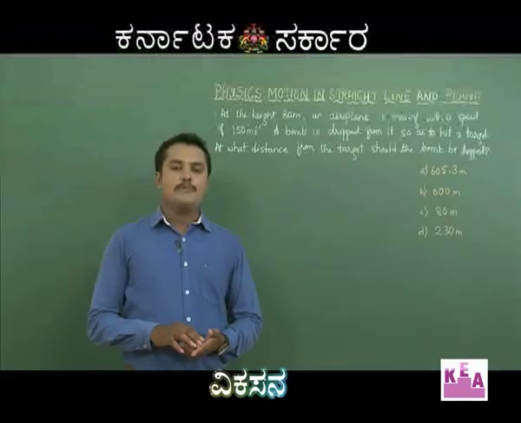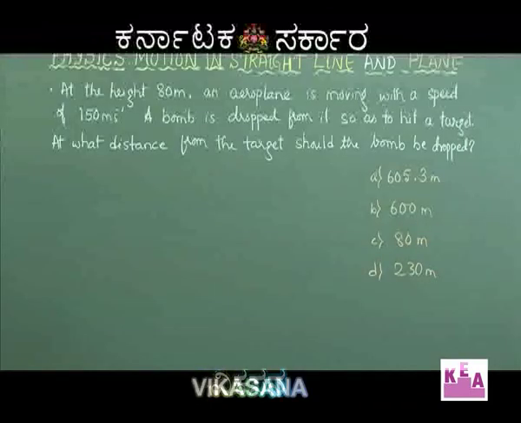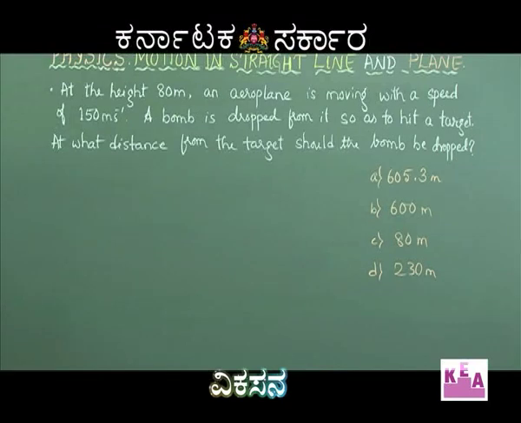Let's take up one more important problem, dear students. At the height 80 meter, an aeroplane is moving with a speed of 150 meter per second. A bomb is dropped from it so as to hit a target. At what distance from the target should the bomb be dropped? Options: 605.3 meter, 600 meter, 80 meter and 230 meter.